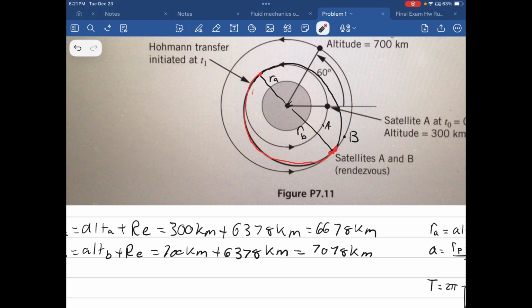And to do that, we have an ellipse. So we're starting off like this, and then we do our first burn here, and it puts us in this ellipse. And then we do our second burn here to put us into this circle. But this ellipse here, we have to find out some information about it. First thing we need to know is the semi-major axis.